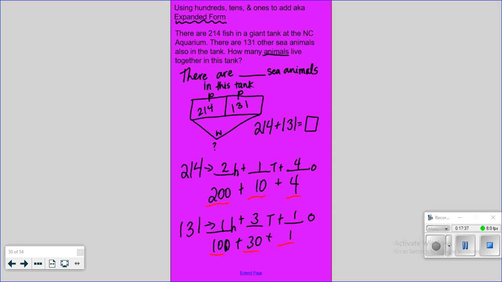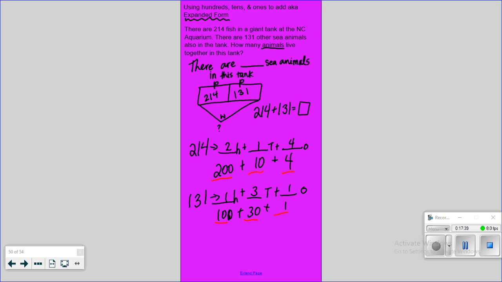Now that I've broken apart my number, I'm going to add my ones. What's 4 ones plus 1 one? How many ones is that? 5. Now I'm going to add my tens. 10 plus 30. 40. How many tens will that give me? 40 is how many tens, Shelby? 40.